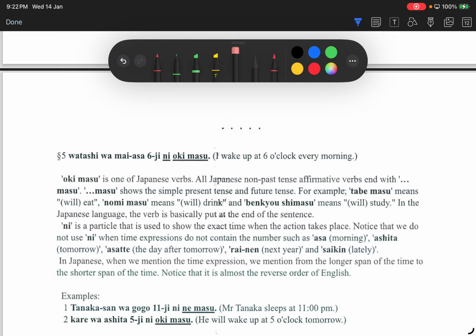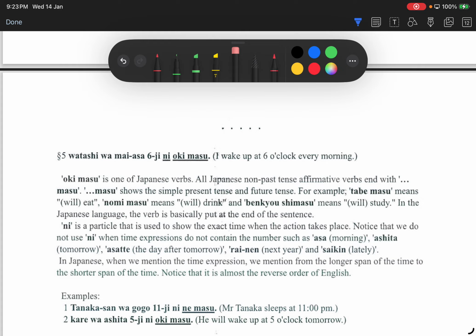Now I tell you, generally for time, we don't even need to put a number. Because if you put a number, it will be like at that time, so it becomes specifying that time. But what if I just want to say around that time? I don't want to specify that timing. Then I just remove the ni, and it becomes somewhat ambiguous, like around that timing. So it becomes 6時起きます. I don't say 6時に起きます. 6時起きます means I wake up around 6. If I put ni, I wake up at 6.